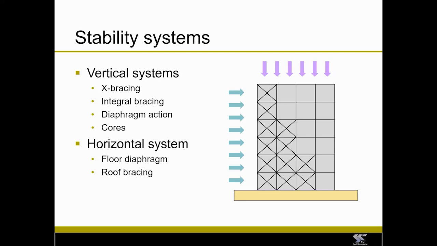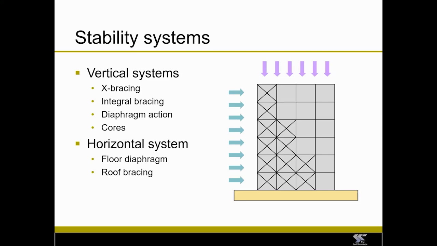So what systems? I keep talking about systems and stability systems. What are we actually talking about? So in terms of vertical stability systems, there's X bracing, obviously, and I've got a few diagrams and slides on that coming up. We've got integral bracing, which again is steel-based diagonal bracing, if you like, but a slightly different form.